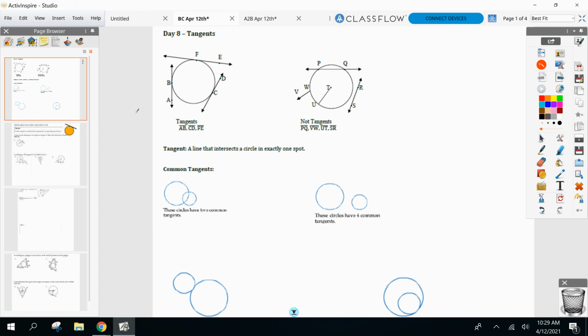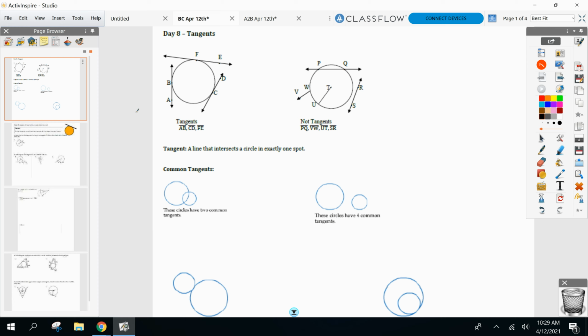Now, more importantly, what about the diagram to the right, my second diagram? Why are those four not tangents? Let's go through it. Maybe some of you can explain why I don't consider those tangents. Let's start with line PQ. What's the problem? It hits in two spots. We have a name for that, but that's later on in the week. That's not a tangent, it hits in two spots.